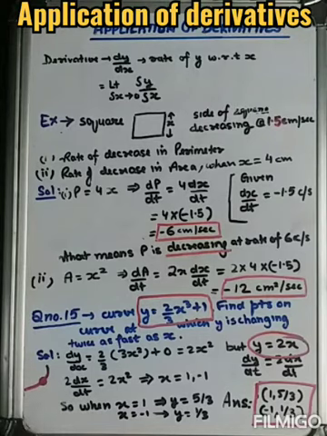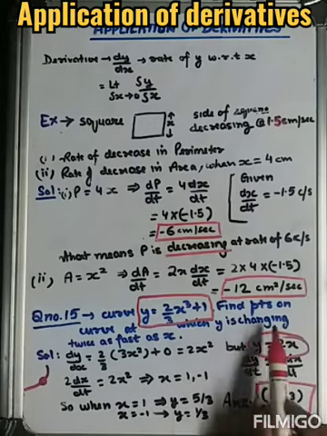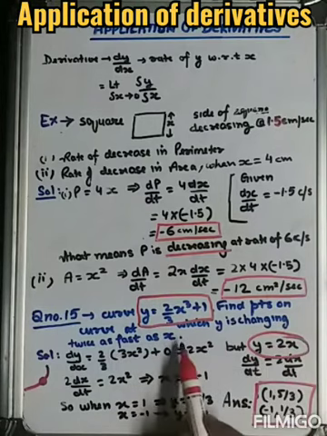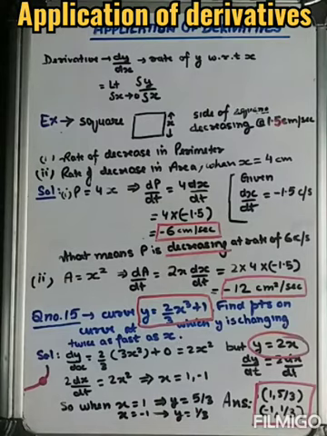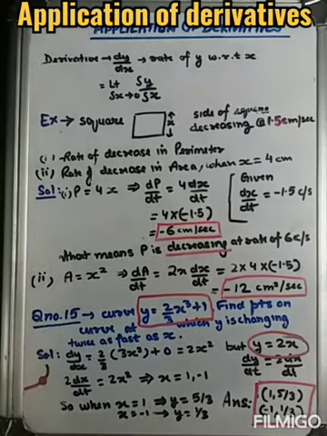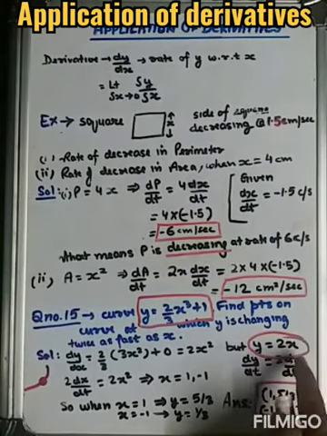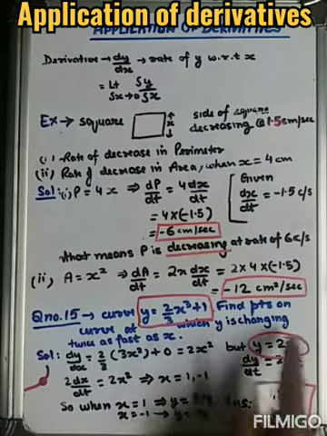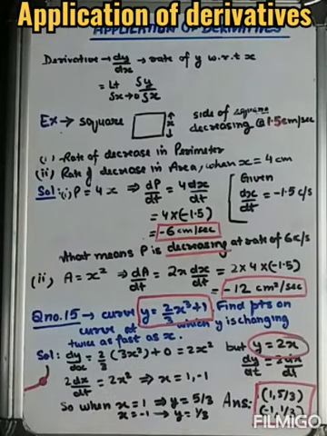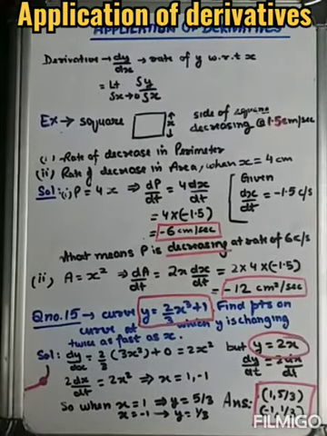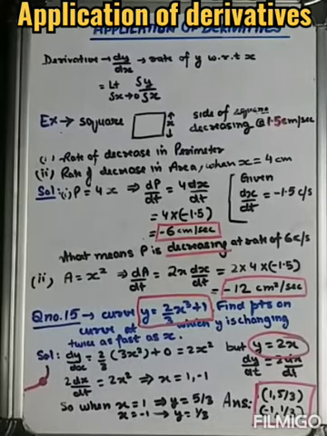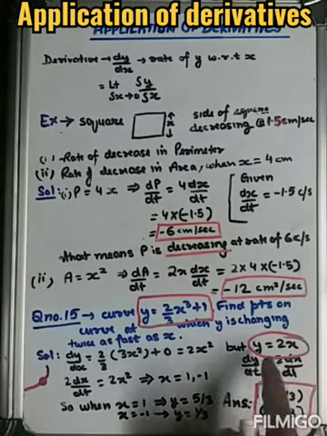Which form? The y coordinate is changing twice as fast as x. We have to find the point on the curve in such a way that dy by dt is equal to 2 dx by dt. Y is changing twice as fast as x. Means if x is equal to 3, then y will be equal to 6.